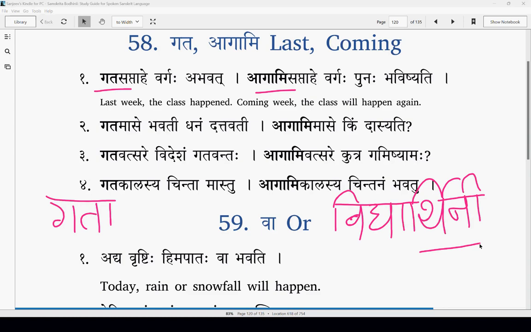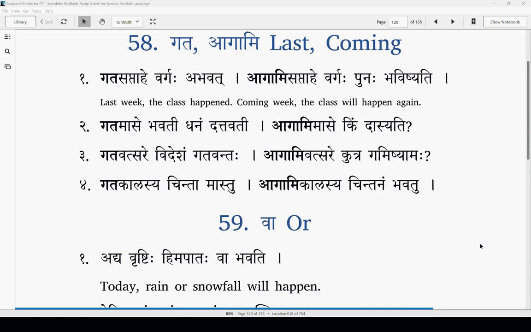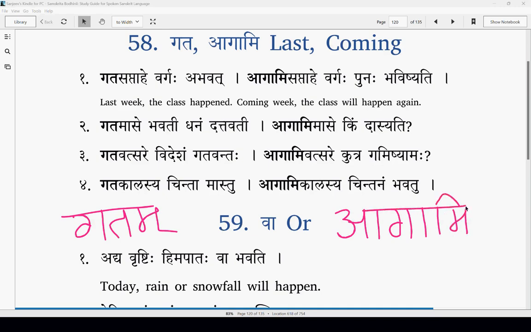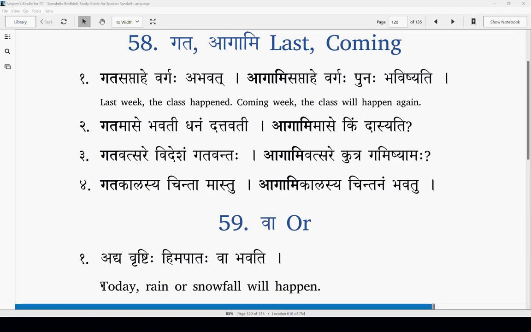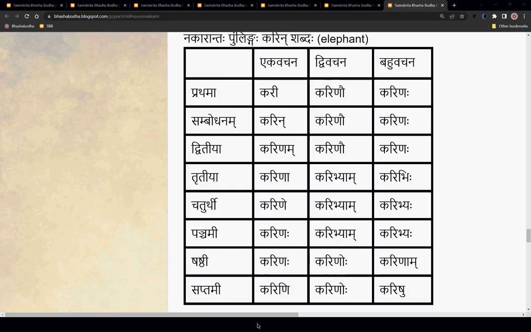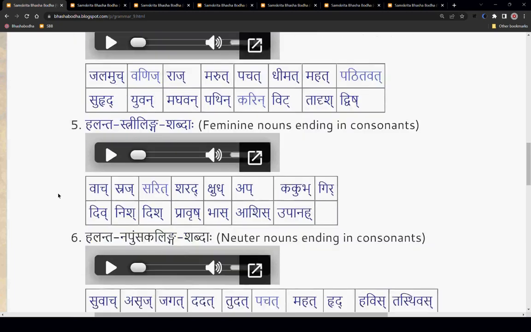Now Napumsakalinga is a bit different. Here it becomes Gatam. This is simple, like Phalam, etc. But in Napumsakalinga, nakaranta is there, but the forms are different. There the Napumsakalinga Prathama becomes just like Agami only. You can look up the other forms which are like this. Agami. I'm not sure if there is any Napumsakalinga nakara here.